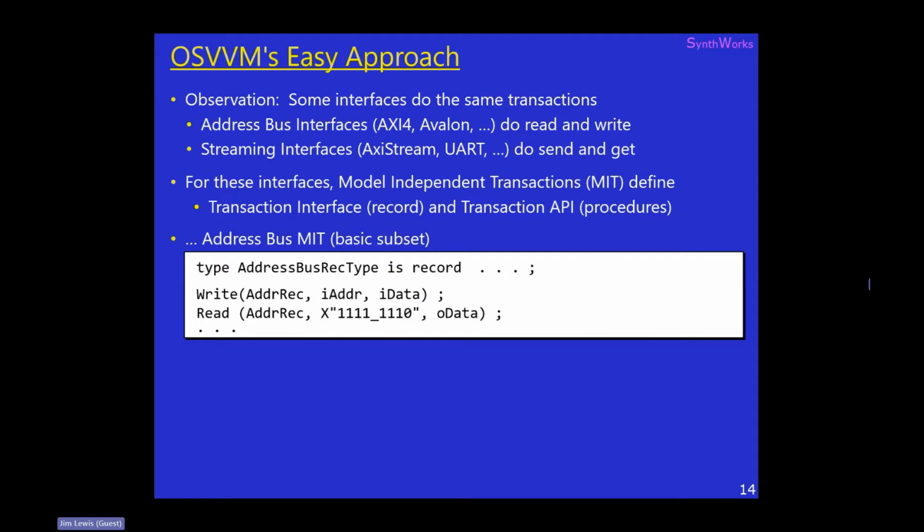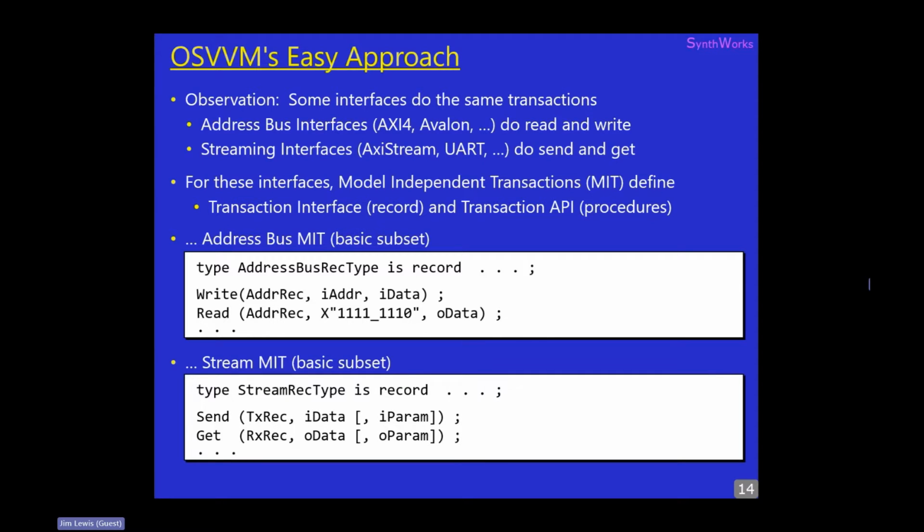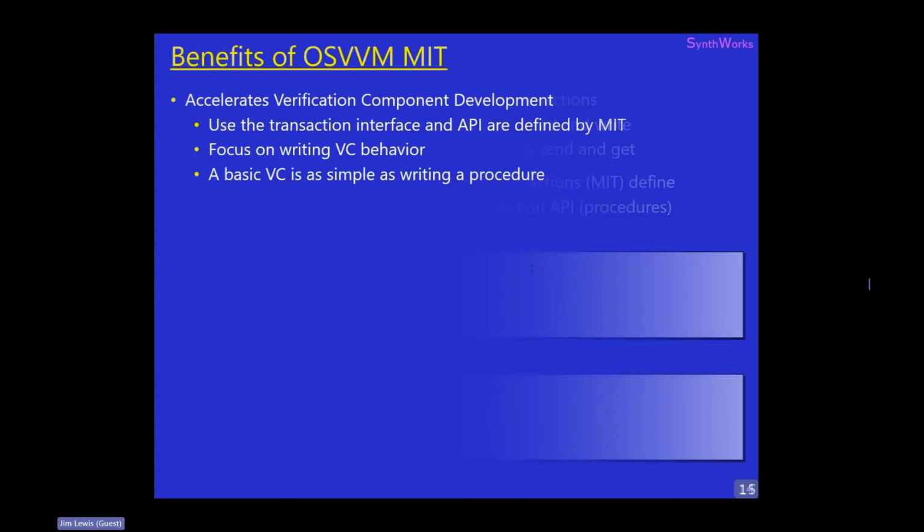It looks a little bit like this. We have a record in there, and the record uses types from the OSVVM library so that we can use those as in-out to our design or to our verification components. And then it has the transactions like write and read. This is a very, very brief subset. We also do things like bursting and that sort of stuff. For the stream, it's the same story. We create the record, we create the transactions.